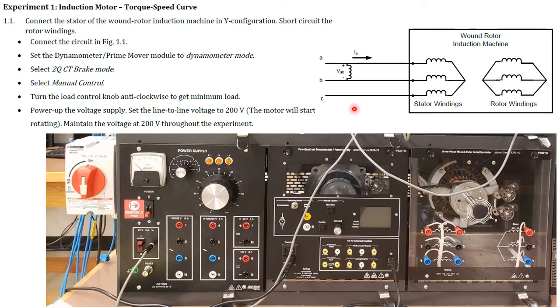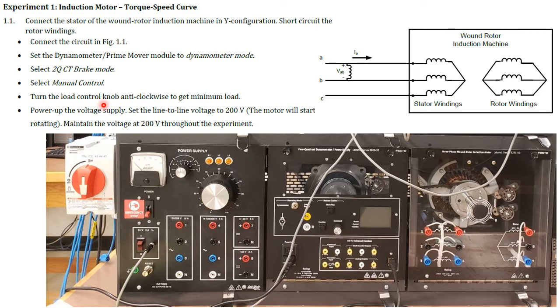Then you should measure this voltage, VAB, meaning the line-to-line voltage between these two, and the phase voltage as well, phase A to ground, to neutral. That is the connection. Then set the dynamometer module to dynamometer mode. So you should set it here, that switch you will see in the lab. Then this one you can do on the app, manual control. When you connect it to the computer, this would change to computer control.